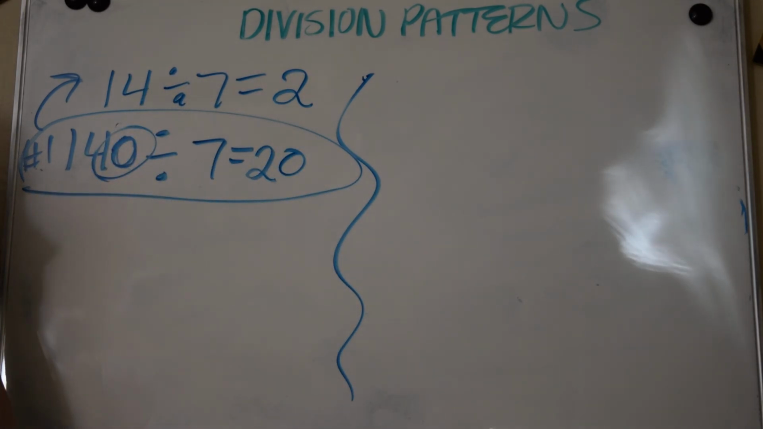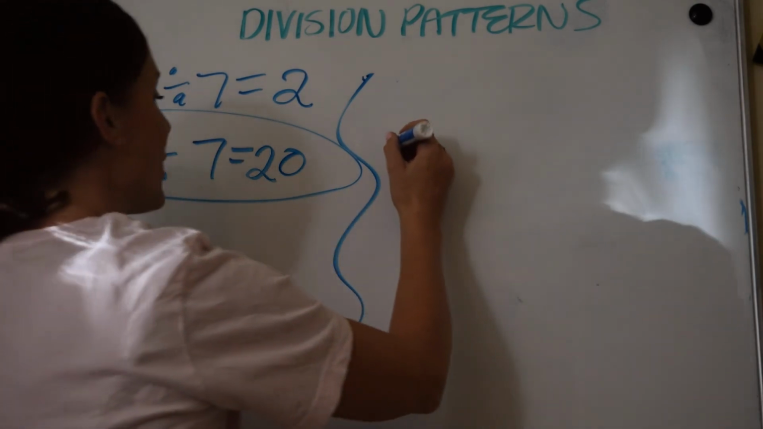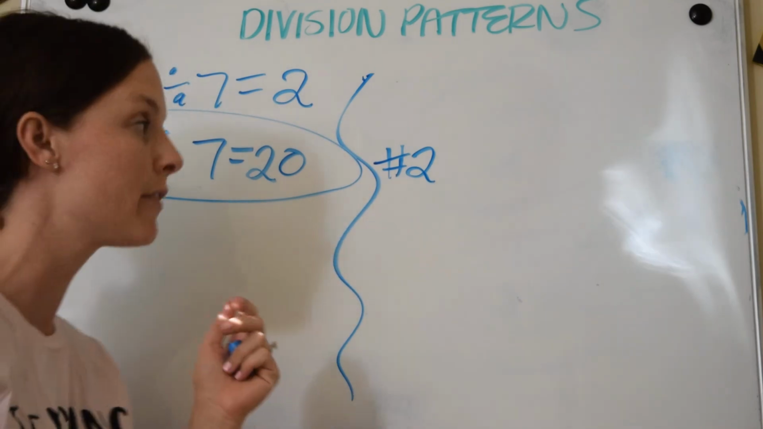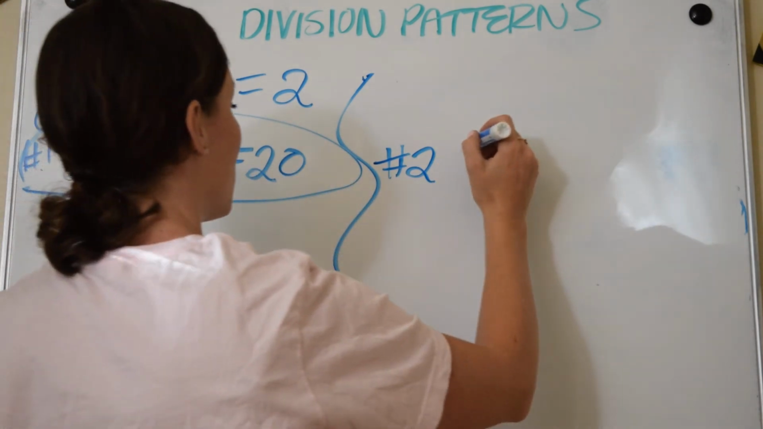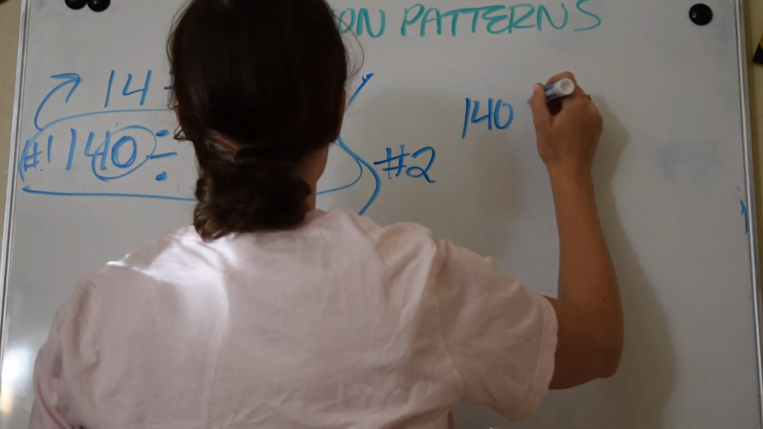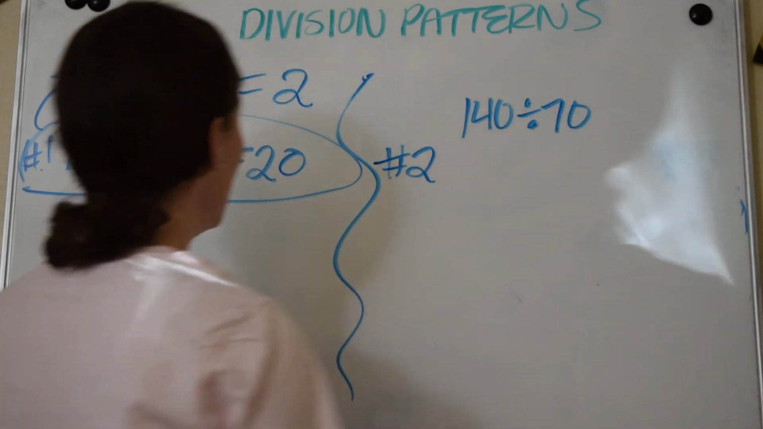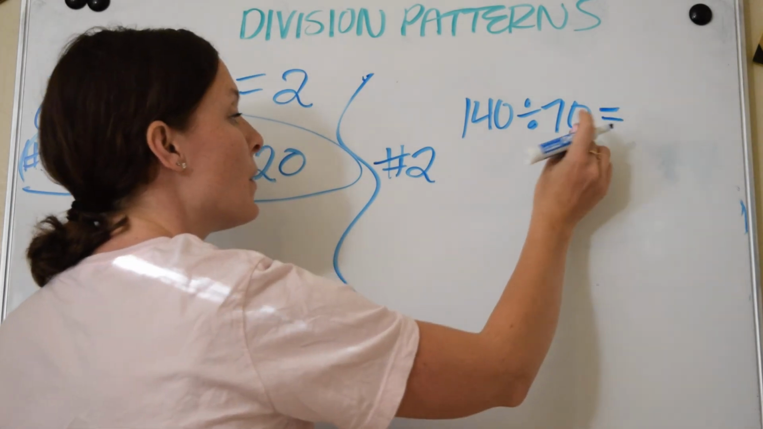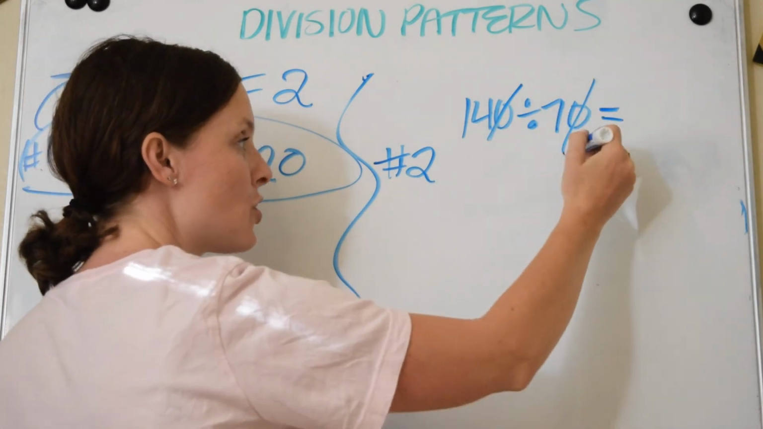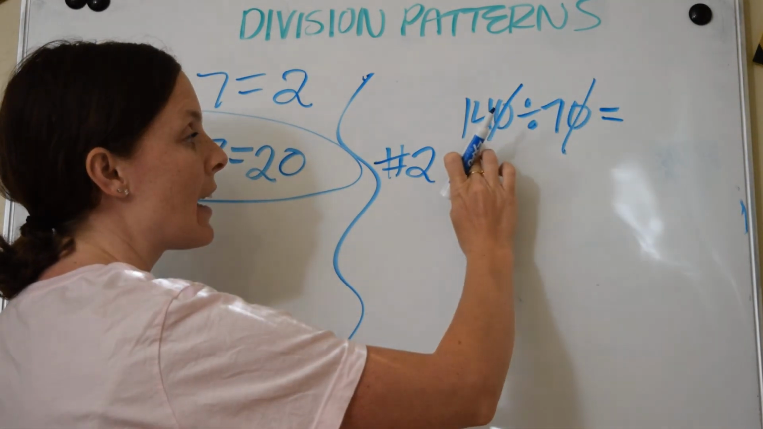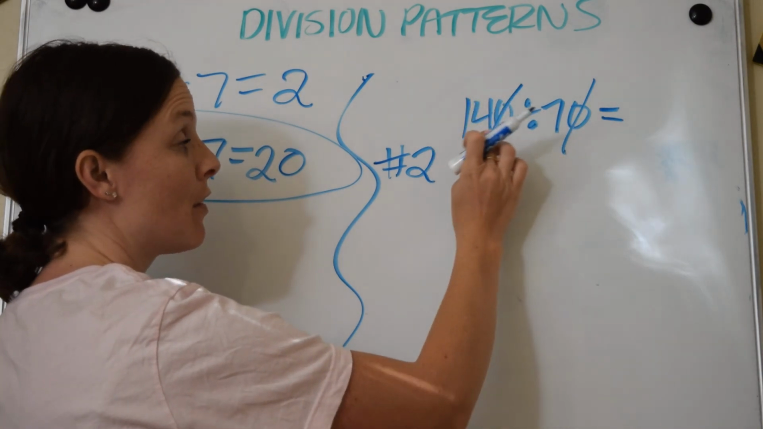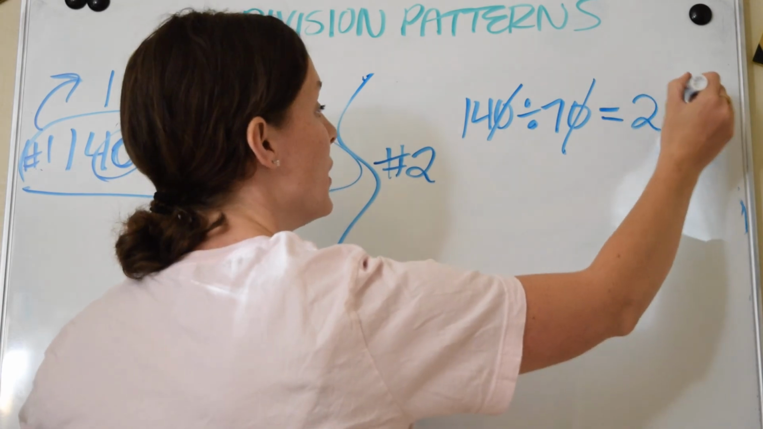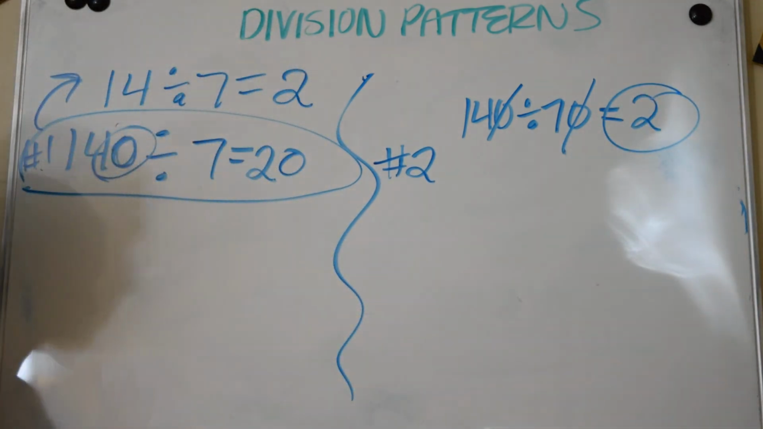Answer is 20, okay? In your book, if the other problem looked like this, again, because I want to show you the difference, what if number 2 said, what is 140 divided by 70? Well, now I have a 0 in the divisor. So if you have a 0 in the divisor, they cancel each other out and then divide the fact that's there, the fact family. 14 divided by 7 is 2. So your answer to this one is 2.